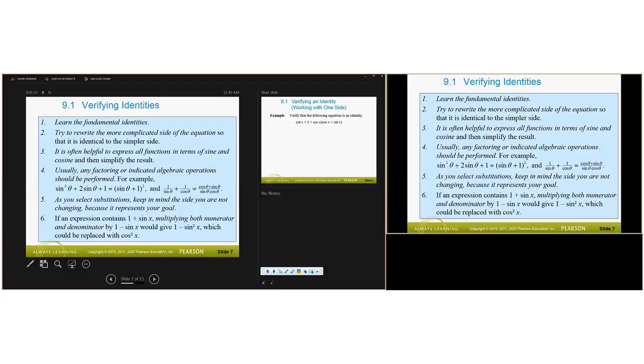The conjugate also helps in these problems. The conjugate of 1 plus the sine of x will give you what? 1 minus the sine of x, which will give you 1 minus sine squared of x, which will give you cosine squared. So mostly everything you do in these things, you need to try to get it to sine and cosine, somehow, somewhat.